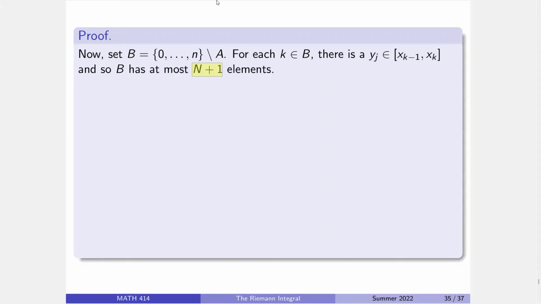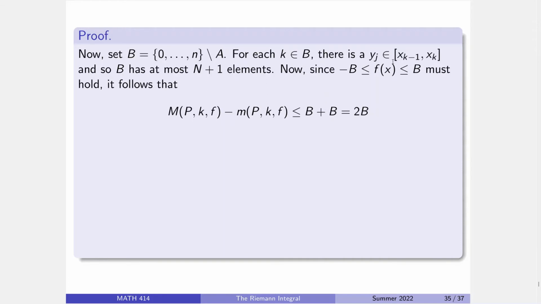Now why would that be true? For everything that lives in K, there is some J that lands in here. So every K has a Y sub J that it corresponds to. So B cannot exceed the number of elements that came out of the partition, of which there are n plus 1, because for each K there is one of them that it corresponds to. So B can't have more than that, otherwise you've got more things in Y than you have in your list.